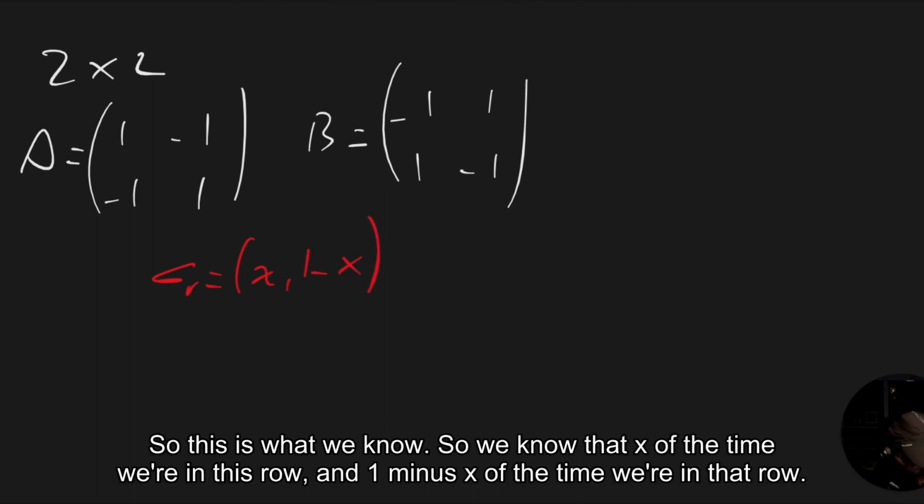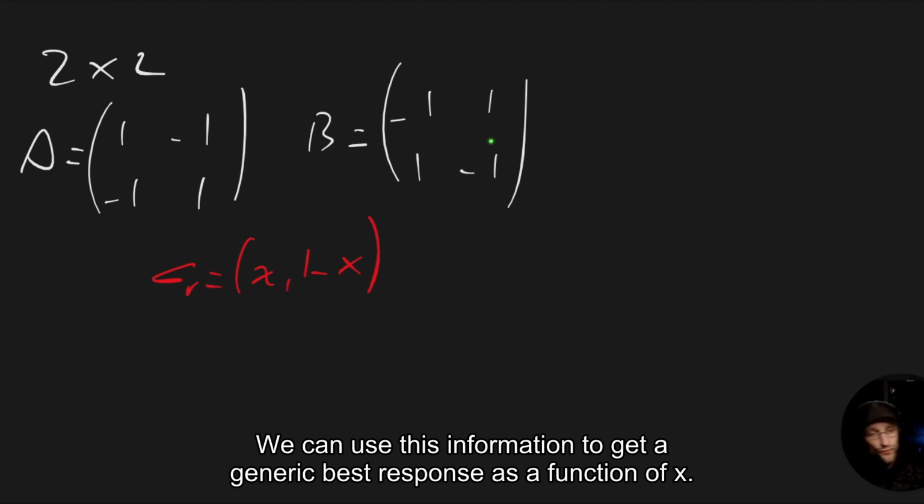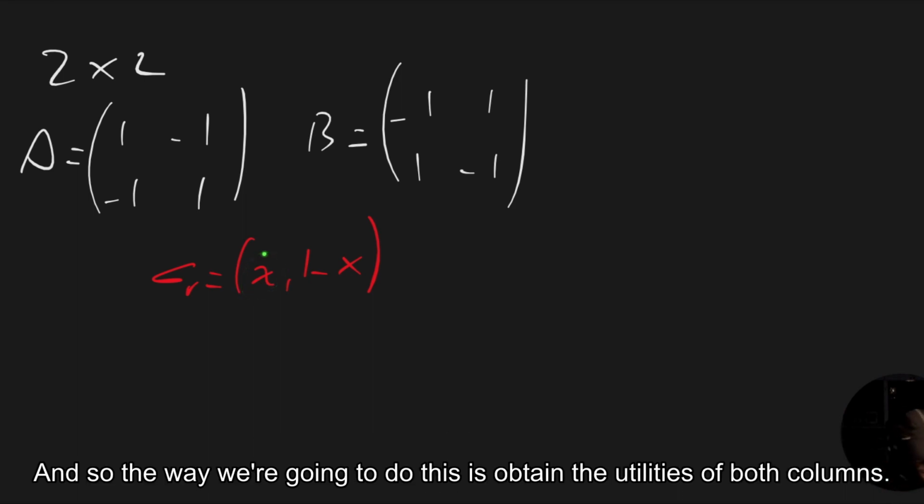So this is what we know. We know that x of the time we're in this row, and 1 minus x of the time we're in that row. We can use this information to get a generic best response as a function of x. And the way we're going to do this is obtain the utilities of both columns.